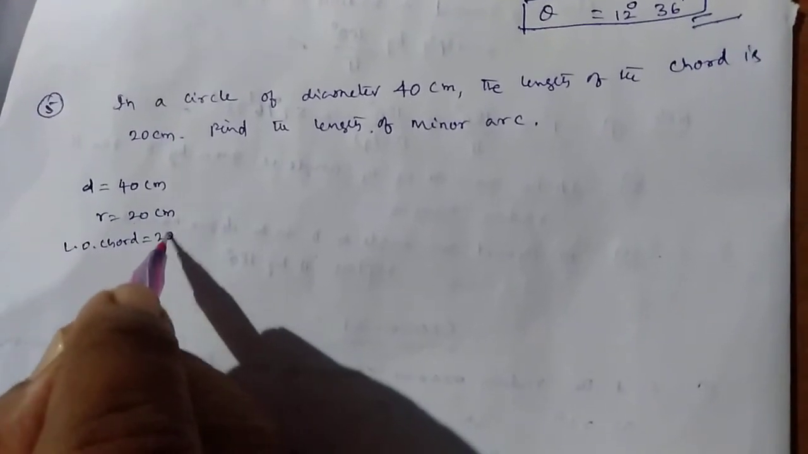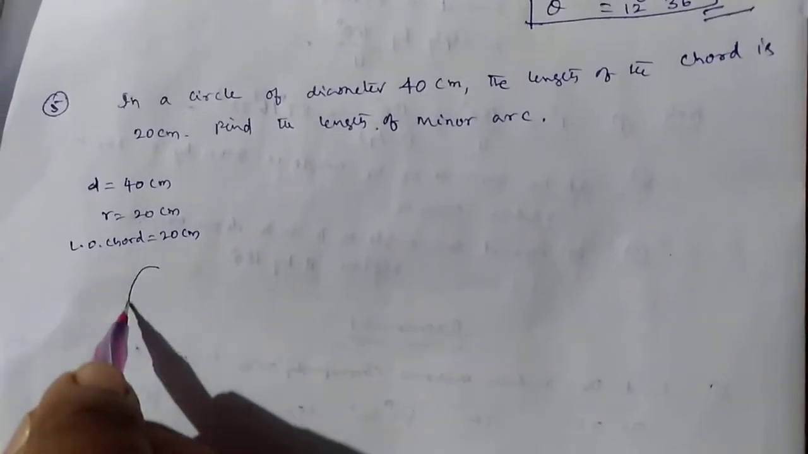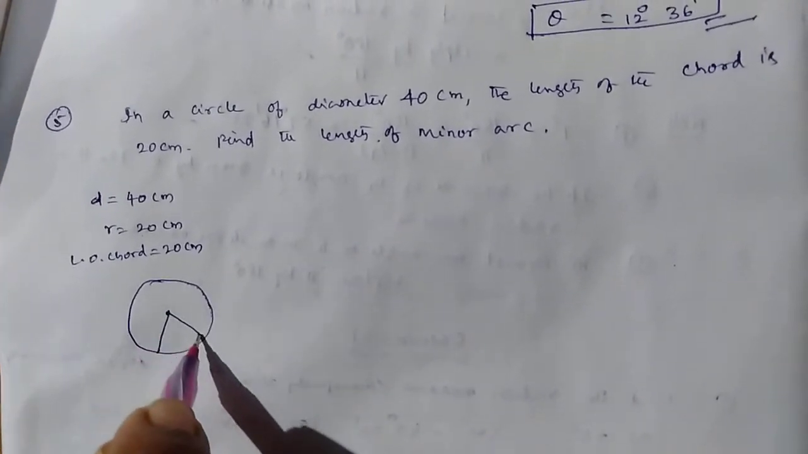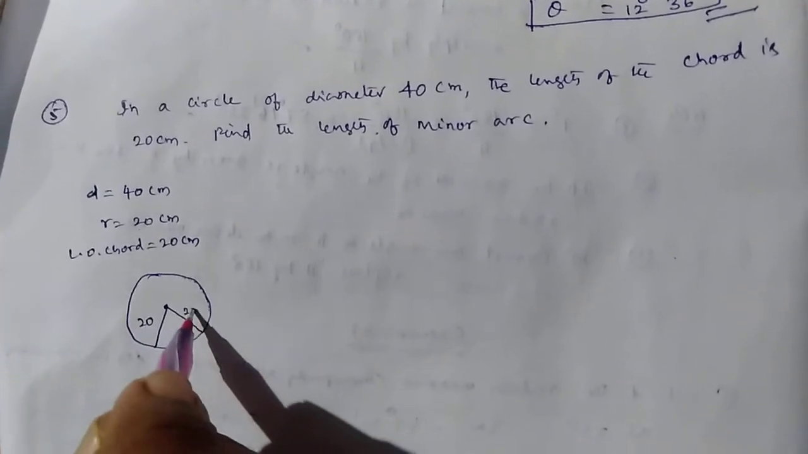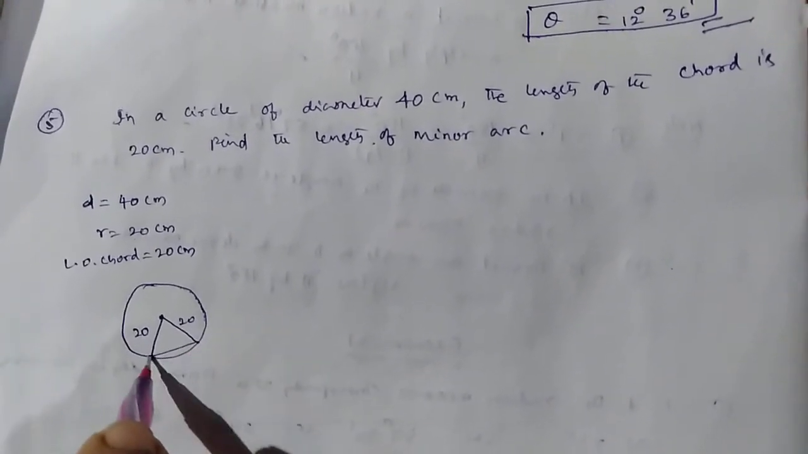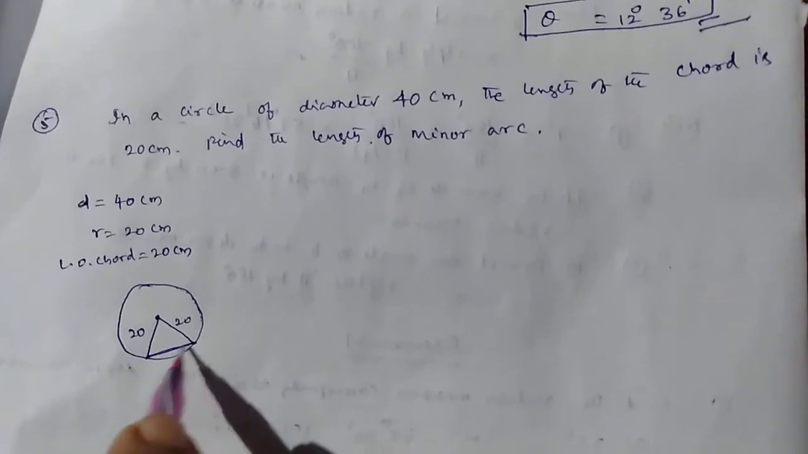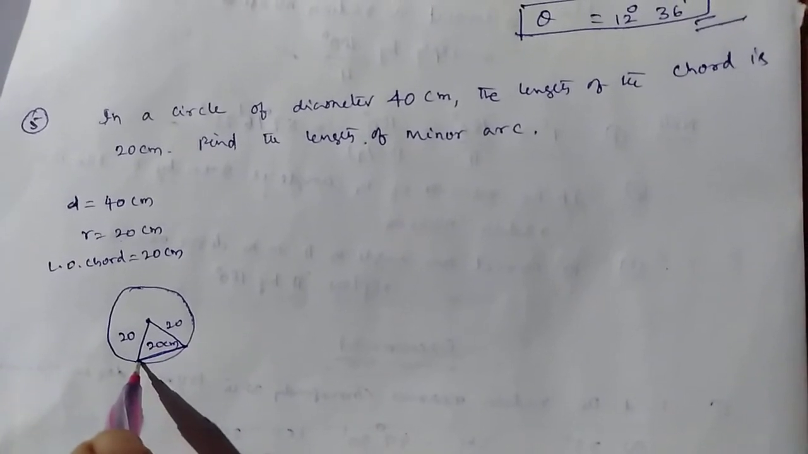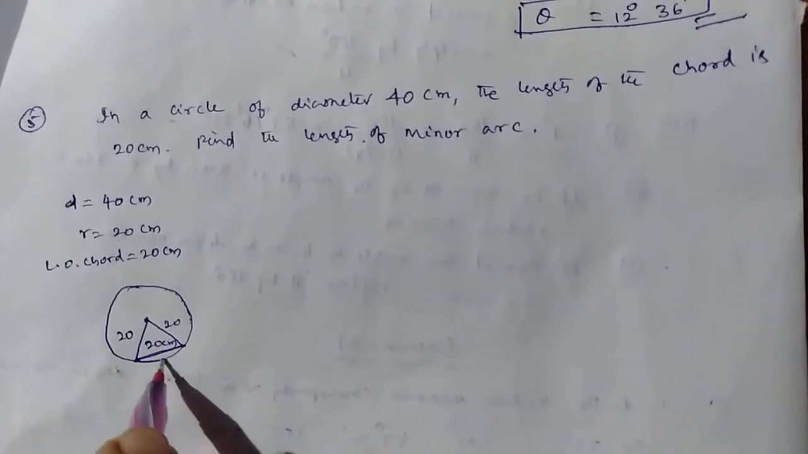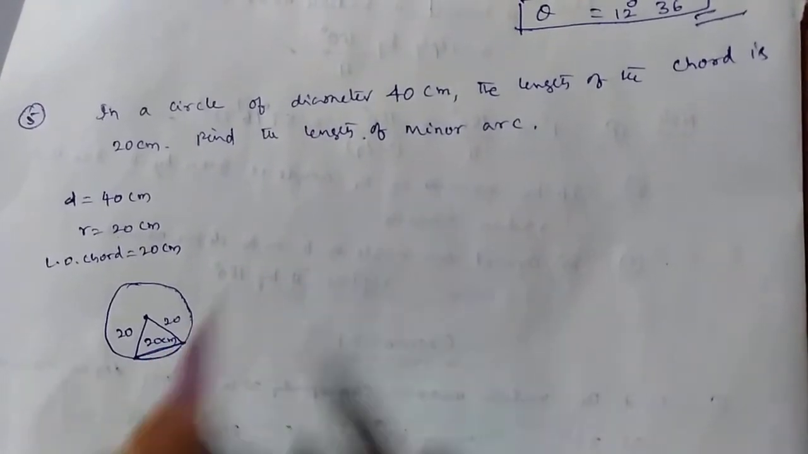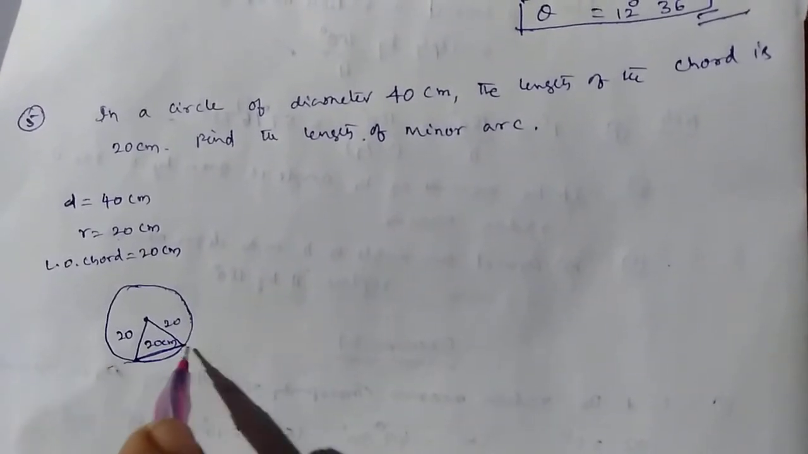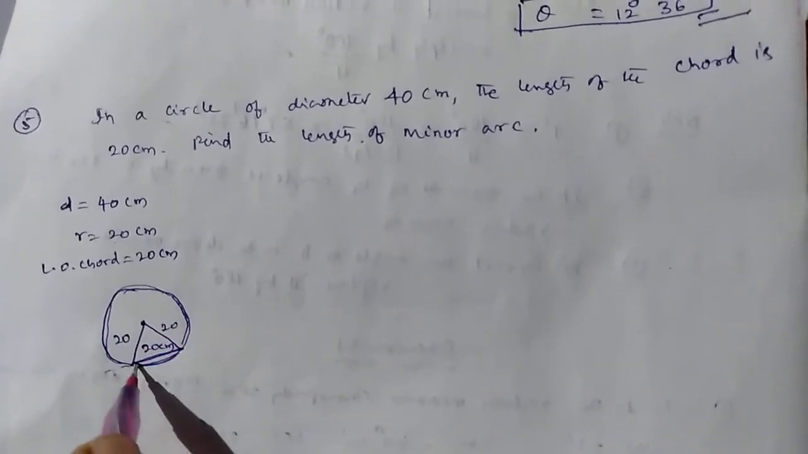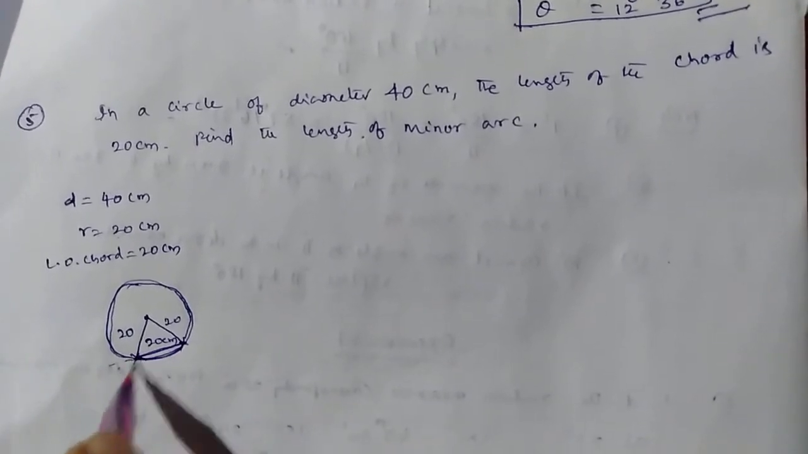also given 20 centimeters. That means I can represent it like this: this is the circle, this is the center. This radius is equal to 20 centimeters, and given chord length, chord means joining of 2 points, and this is also given 20 centimeters. We have to find the length of the minor arc. So this is the minor arc and the entire remaining is the major arc. You have to find the length of the minor arc. This length you have to find out.